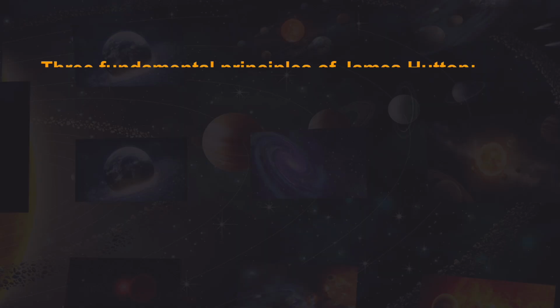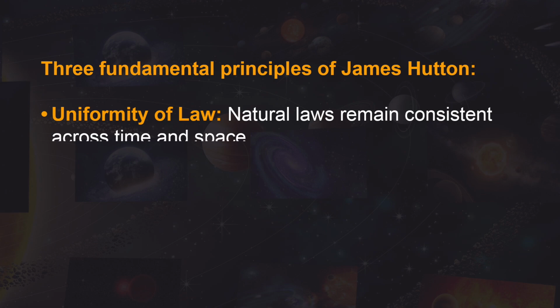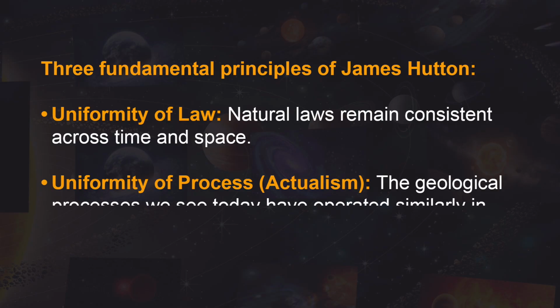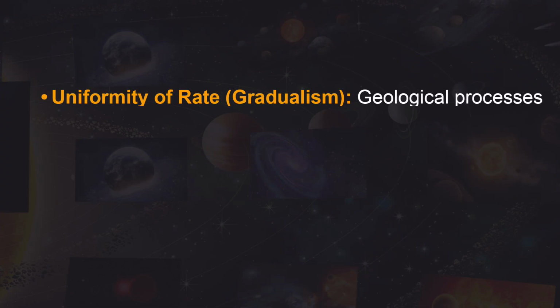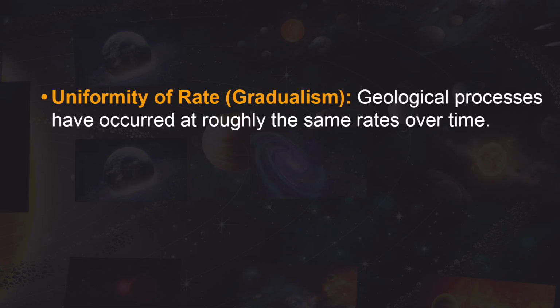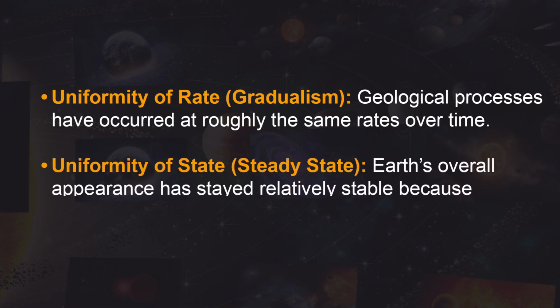In this formulation of uniformitarianism, James Hutton proposed three fundamental principles to explain the development and transformation of landscapes on Earth's surface. First, uniformity of law: natural laws remain consistent across time and space. Second, uniformity of process, what we call actualism: the geological processes we see today have operated similarly in the past. And third, uniformity of rate, what we call gradualism: geological processes have occurred at roughly the same rates over time.